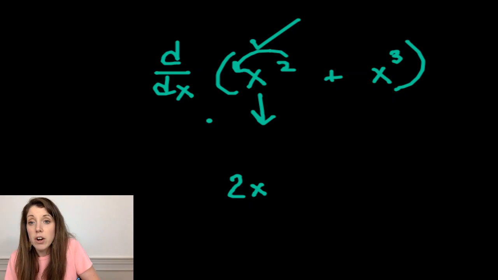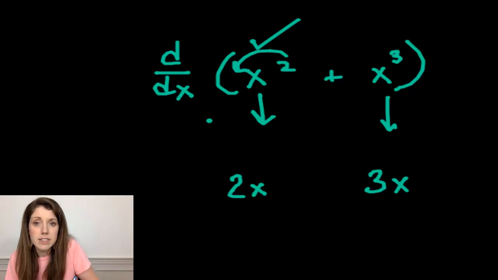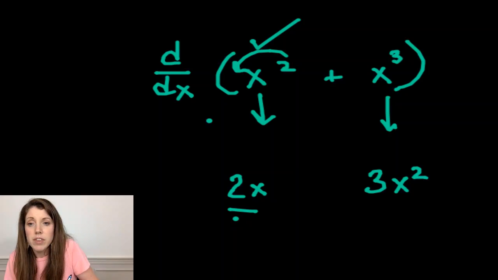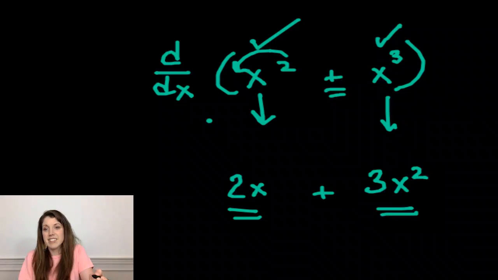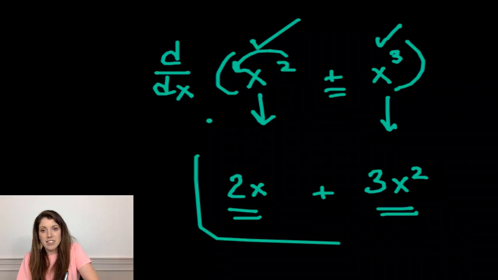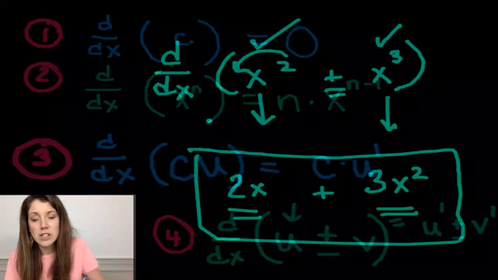This rule says I can then also go to x cubed. Forget about x squared for a moment. X cubed is the same thing. We can swing the 3 to the front, 3x, drop the power by 1, squared. 3 to the front, 3x squared. So I found this one, and I found this one, and the rule says whatever is happening, we're adding here, we just add that to our answer. And this is our answer. That's it. Kind of intuitive, right?